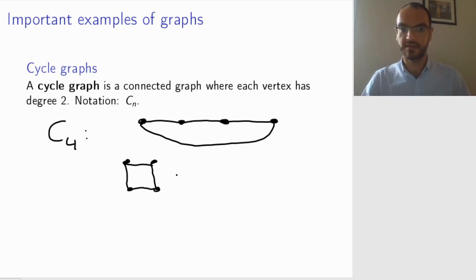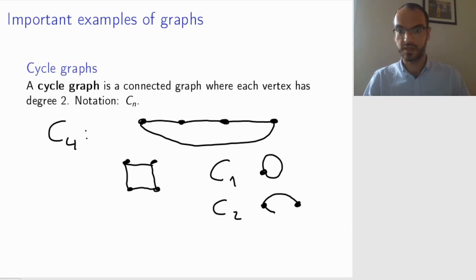Note also that the graph Cn is simple when n is greater than 2. So C1, well, there you have a cycle with 1 vertex. It is a loop, and C2 has a double edge, like that.